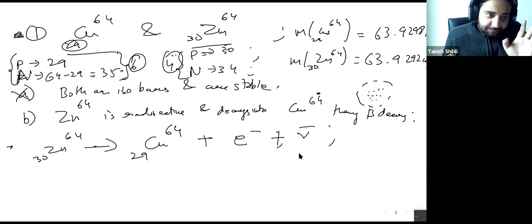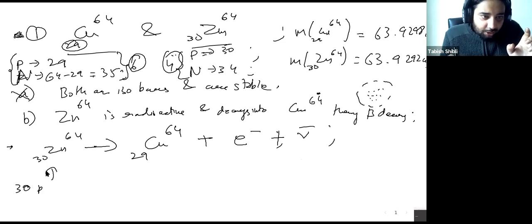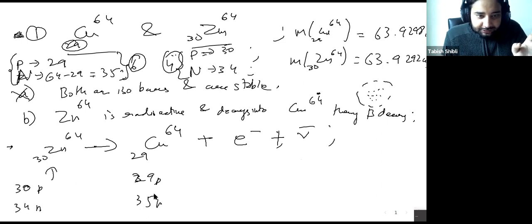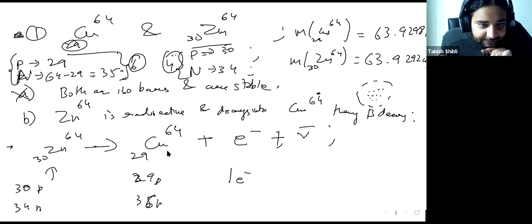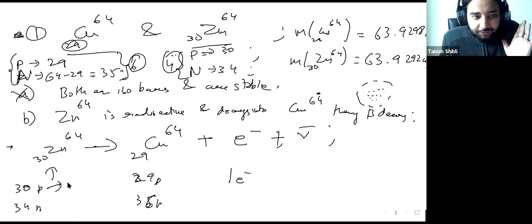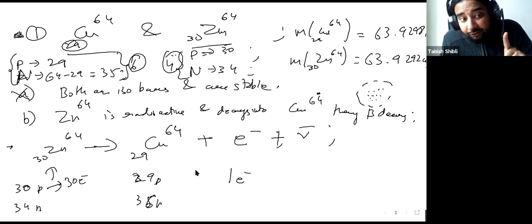Let's see if this works. How many protons are there in here? There are 30 protons. And how many neutrons are there? We already calculated: there are 34 neutrons, right? Here there are 29 protons and 36 neutrons, and here we have one electron. So see the total charge. What is the total charge here? Here there are 30 protons, so the total charge inside the nucleus is 30 electron charges. Here you have 29 protons and one electron.